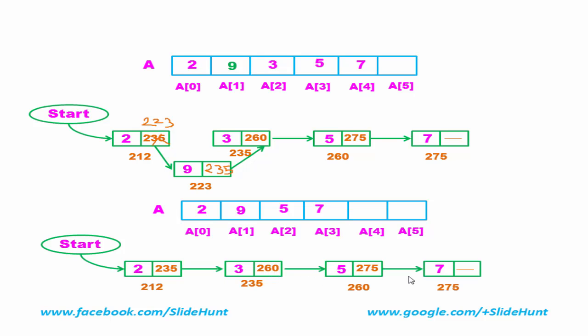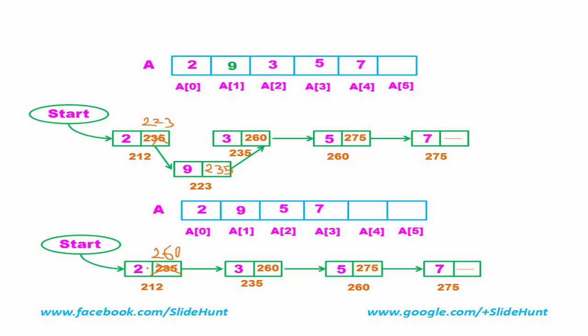Suppose this is a linked list and here we want to delete this node. So what do we do here? We just give the address of the next node here. I am going to write 260 here instead of 235. So now the address field of this node contains 260 instead of 235, and the deletion is completed. We traverse the list in this way.